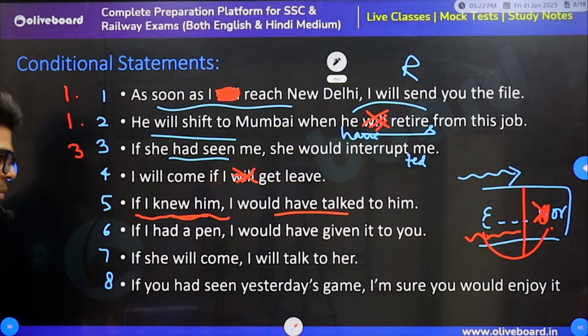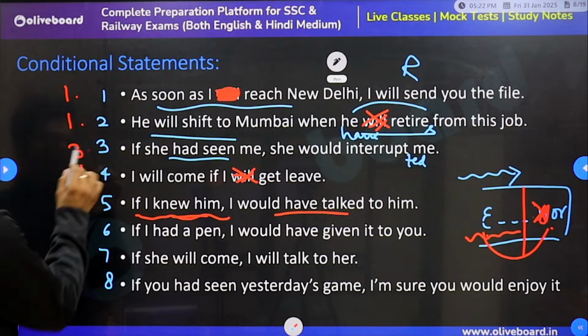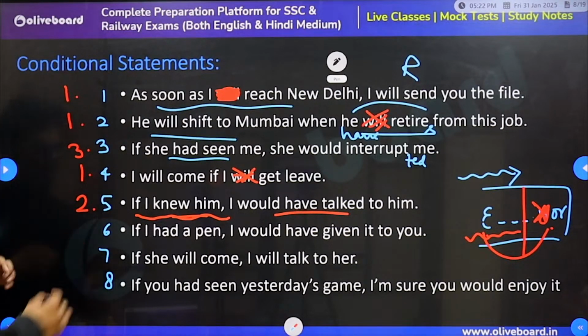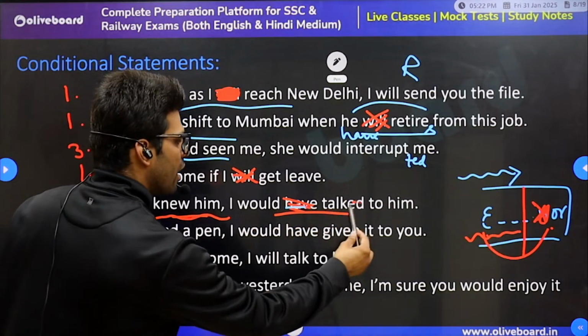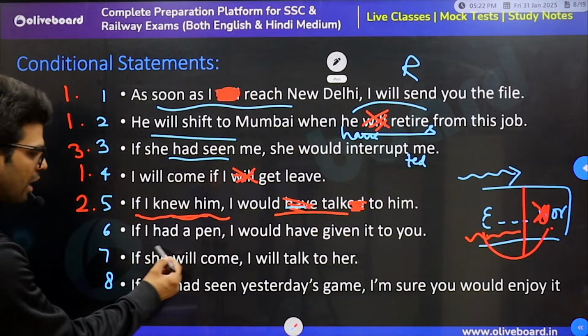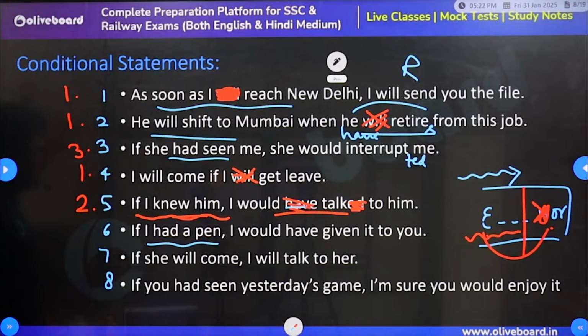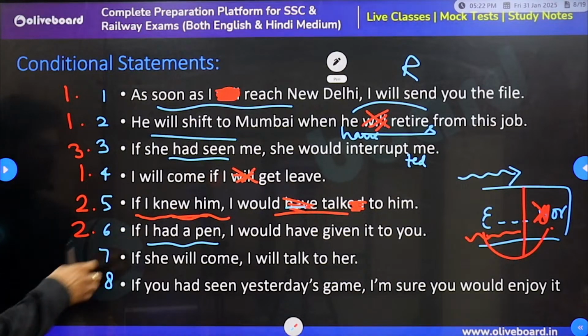"If I knew him, I would have talked to him." Okay, that's the first conditional? No, that's the second conditional. If I knew him, I would talk to him. Drop this have. I hope objections welcome. Similarly, "If I had a pen," this is a little dramatic. You need to pay attention a little, because if I had a pen is the second conditional, but sir, this says had.